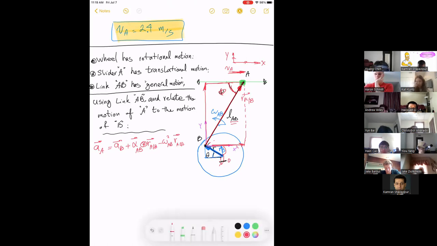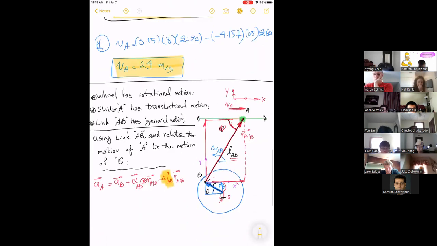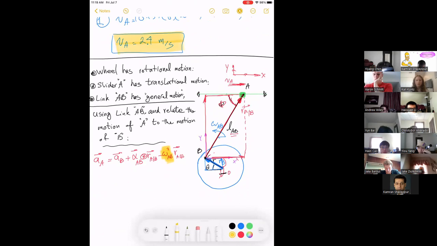And now you may see why we had to start with velocity, because to solve acceleration, I need omega AB. And omega AB is just what we found in the velocity part. So you always have to go to velocity first, find all omegas that you need, and then come back to acceleration. Any question about the concept?